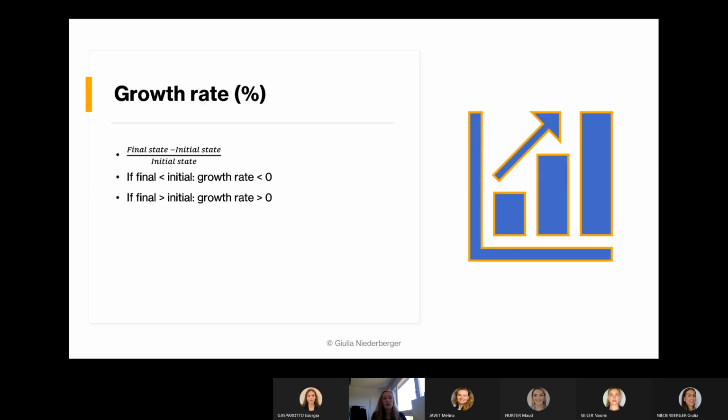Then growth rate, if your final value is smaller than the one you originally had, it means the rate is lower than 0. That means that it's decreasing, so it must be minus a certain percentage. And the same for the opposite. So if this year you made more money than last year, it should be bigger than 0, so a positive percentage.